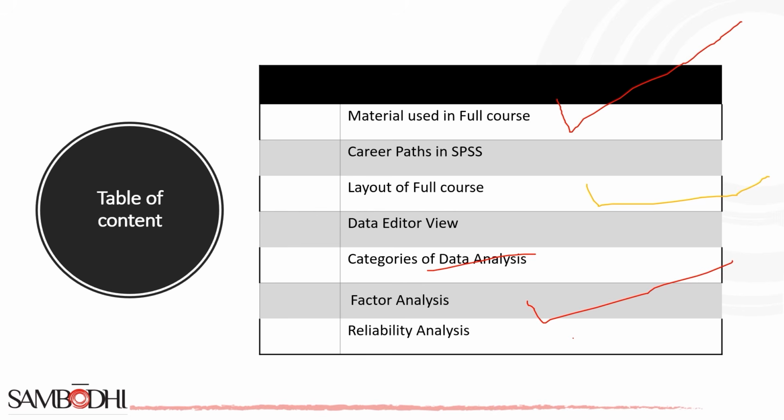Reliability analysis, that is, how reliable your data is, because this is the foremost and most prominent step. If your data is reliable, then only can you proceed with the statistical analysis. Otherwise, if your data is not reliable, you can't proceed. So how to calculate the reliability, how to calculate the Cronbach alpha in your data set. We'll talk about that.